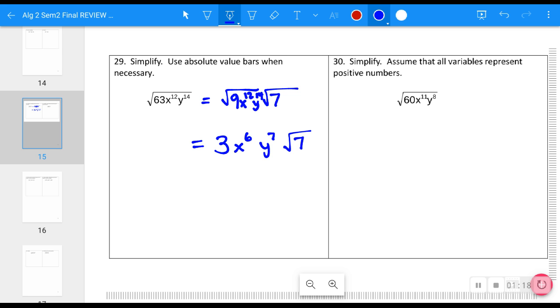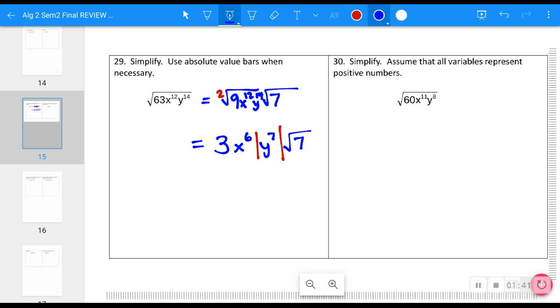Now we are supposed to use absolute value bars when needed here, and when you have an even index, you look for an odd exponent, and that part needs to be guaranteed to be positive in order for this to be correct. So you put bars around that portion of it.